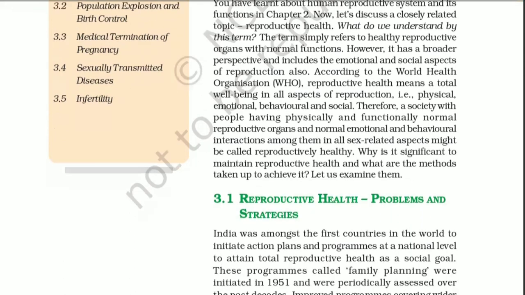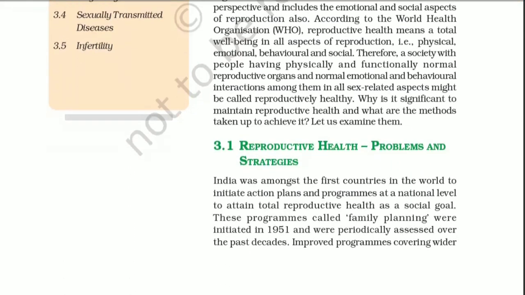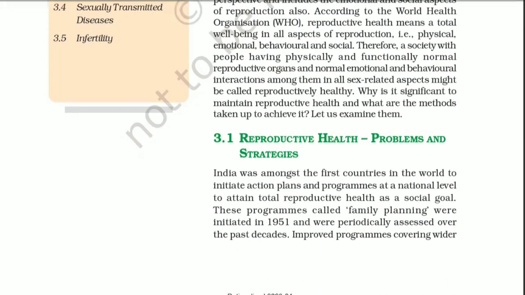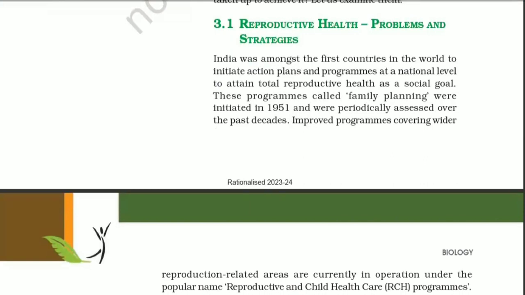Therefore, a society with people having physically and functionally normal reproductive organs and normal emotional and behavioral interactions among them in all sex related aspects might be called reproductively healthy. Why is it significant to maintain reproductive health and what are the methods taken up to achieve it? Let us examine them. 3.1 Reproductive Health Problems and Strategies.